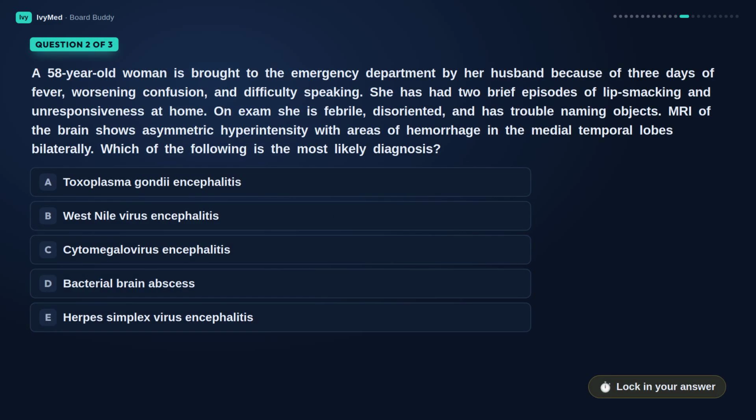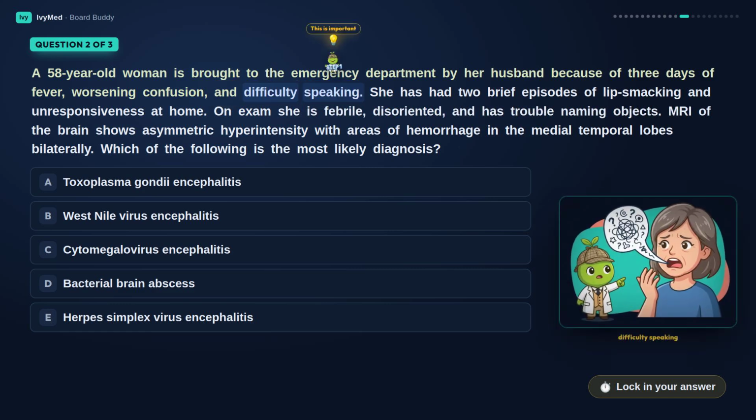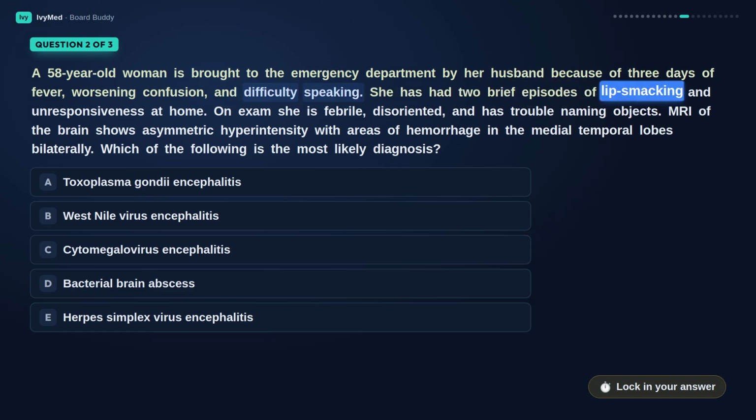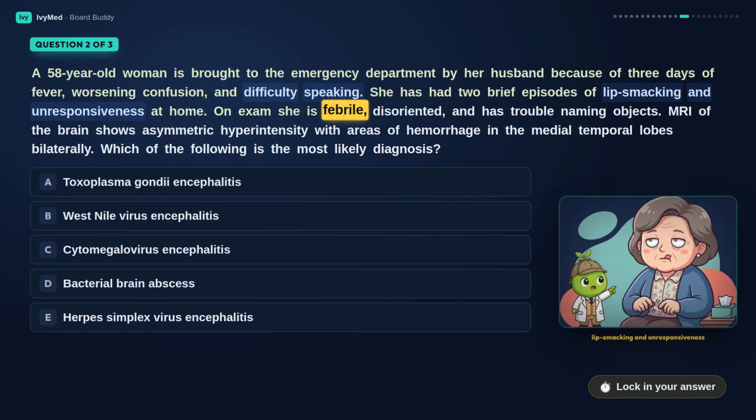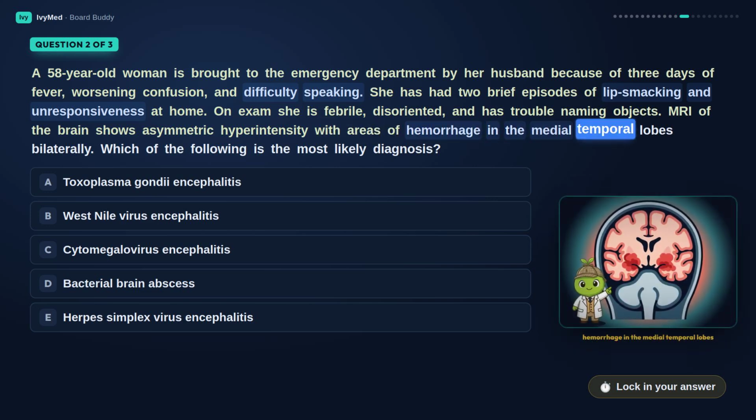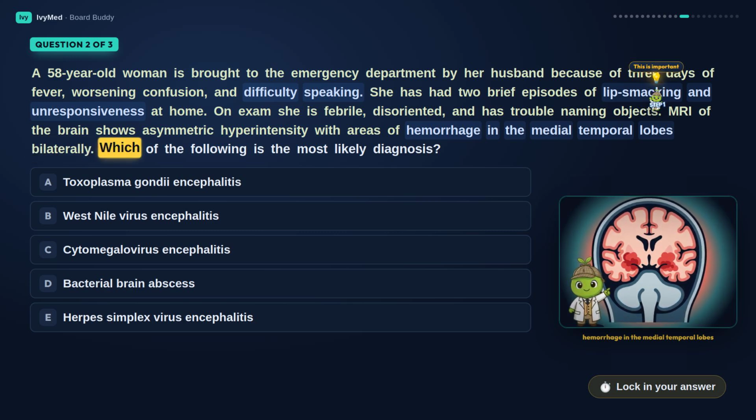Question 2 of 3. A 58-year-old woman is brought to the emergency department by her husband because of 3 days of fever, worsening confusion, and difficulty speaking. She has had 2 brief episodes of lip smacking and unresponsiveness at home. On exam, she is febrile, disoriented, and has trouble naming objects. MRI of the brain shows asymmetric hyperintensity with areas of hemorrhage in the medial temporal lobes bilaterally. Which of the following is the most likely diagnosis?